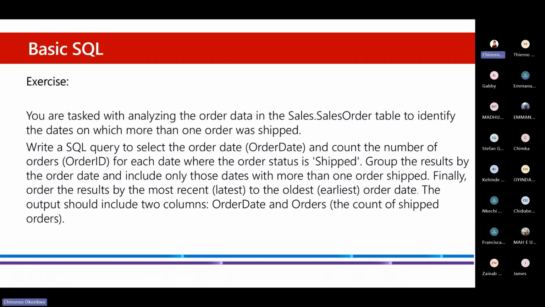And then finally, which you get to know as the easy part, is ordering your results in SQL. So finally, order the results by the most recent, which is the latest, to the oldest or earliest order date. Now, let me break it down again. They said the output should include 2 columns, order date and orders, which is the count of shipped orders.